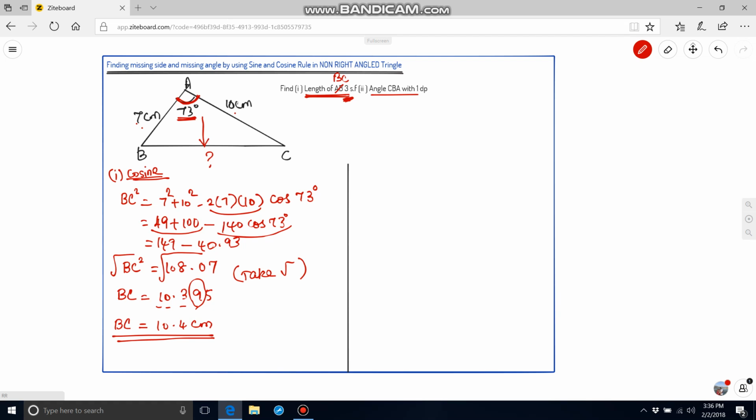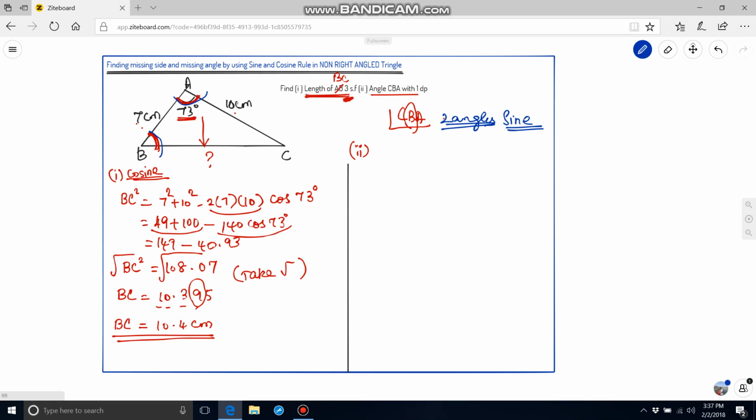And in part 2, we need to find the angle B. CBA is given. The middle letter is B. So we need to get the angle B here. So we have angle 73 degrees and angle B, which means we have two angles here. So two angles means we are going to apply the sine rule.